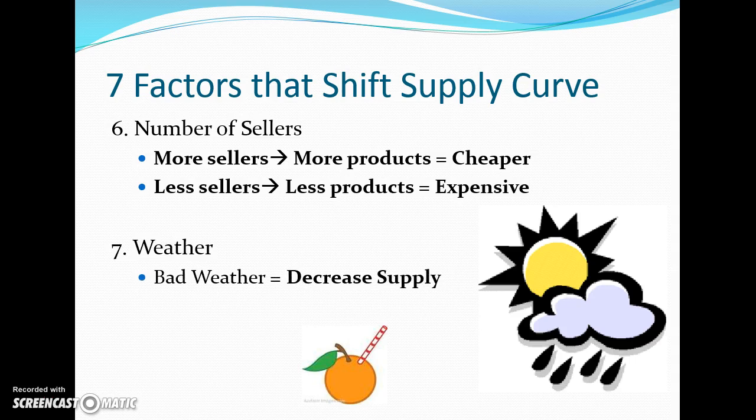Seventh factor is weather. Weather affects some products, other products it doesn't. If there's bad weather in a certain part of the United States, like if there's really bad weather in Florida and there's not as much oranges produced because a lot of the trees die or something, that would decrease the supply. Same thing with good weather might increase the supply of oranges.